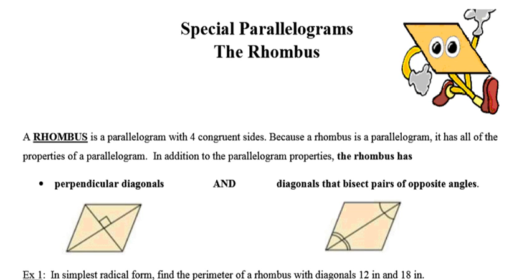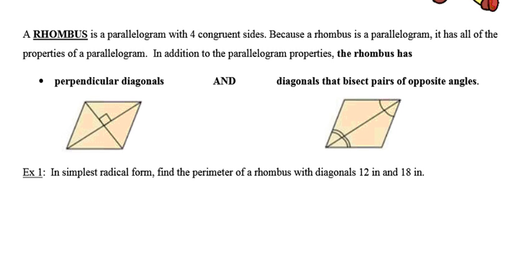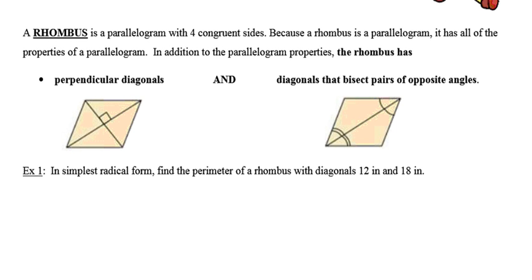In this video, we're going to explore the next of our special parallelograms called the rhombus. So first of all, what makes a rhombus a rhombus? A rhombus is a parallelogram that happens to have four congruent sides. So in other words, if you want to join the rhombus family and be a member, the only requirement you need to fulfill is you need to have four congruent sides. And when you have four congruent sides, you automatically get in and get to belong to the rhombus club.